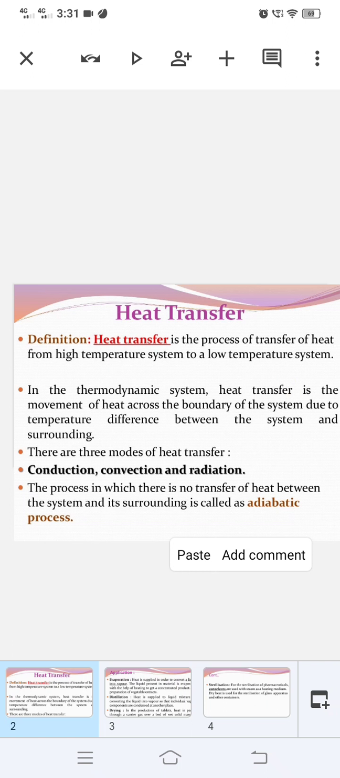Now, what can be the modes of heat transfer? Basically, there are three modes of heat transfer. First one is conduction, second one is convection, and third one is radiation.